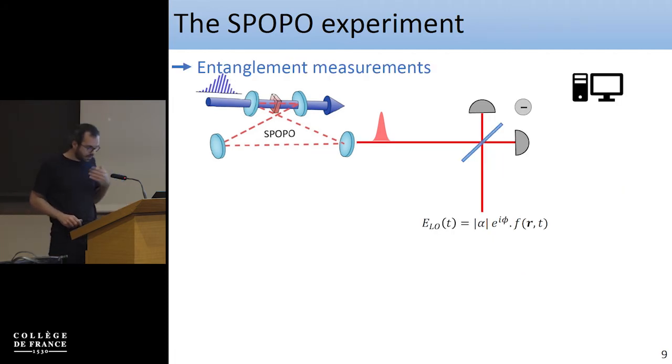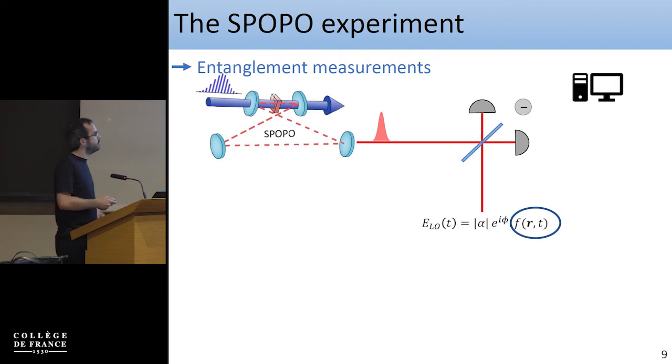So, as I told you before, we have entanglement, so it's good, but we want to check it on the experiment. We need to do a measurement, and as I showed you in the introduction, with homodyne detection, we will get access to the variance of the noise.